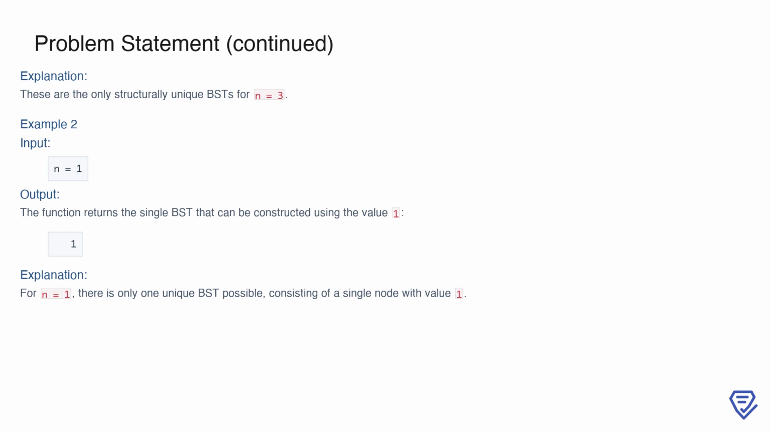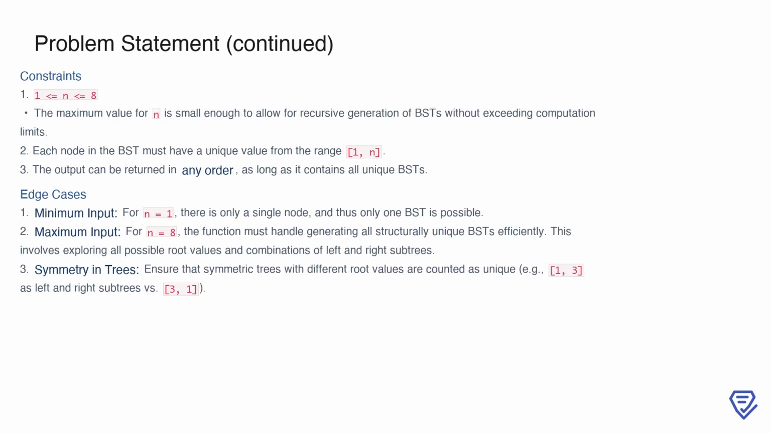Moving to a simpler case, consider the input n equals 1. Here, there is only one possible tree, which consists of a single node with the value 1. Since there are no other nodes, the tree has no left or right children. The constraints of the problem ensure that the input size is manageable, with n ranging from 1 to 8. This allows us to generate all BSTs recursively without running into computational limits. Additionally, each node in the tree must have a unique value from 1 to n, and the order of the output does not matter, as long as all unique trees are included.